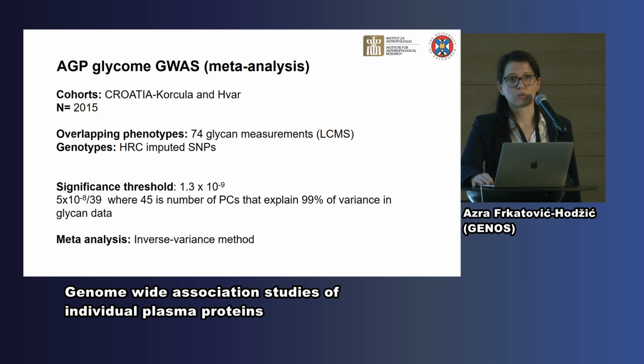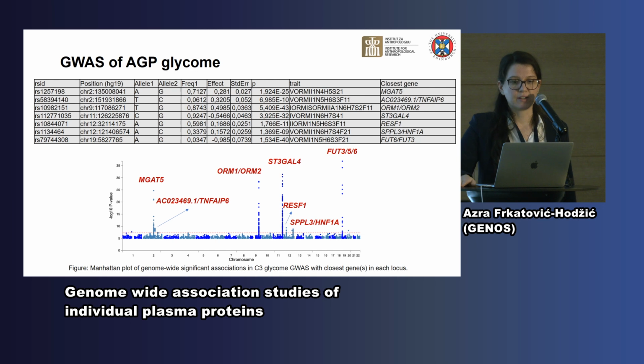This was measured in two cohorts, Korčula and Hvar, resulting in 2,000 samples that had both genotype and glycan measurements. We have 74 glycan measurements that overlap between these two cohorts, so we were able to use them in the meta-analysis. With this, we get 7 genomic regions associated with AGP glycosylation. So we have the expected MGAT5, FUT6, and ST3GAL4 associations, as well as the association with the AGP-encoding region ORM1 and ORM2, but that is also expected given that there are differences in glycosylation of these two variants of the AGP protein. However, there is also an association in the SPPL3 HNF1-alpha region.